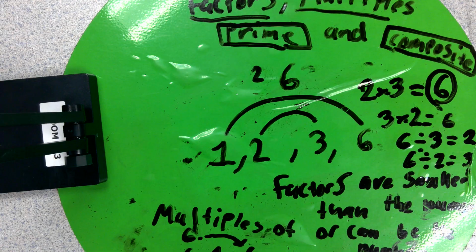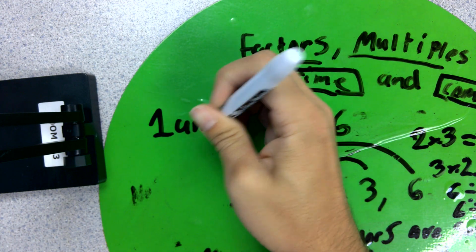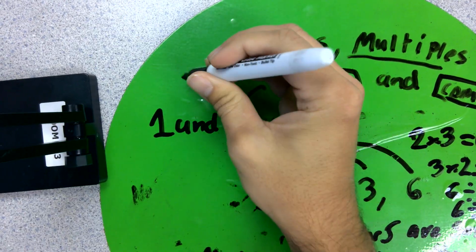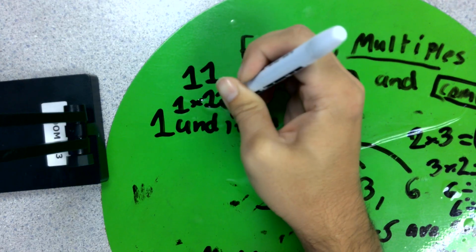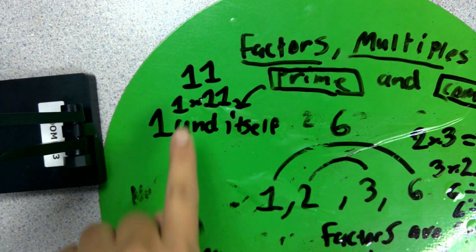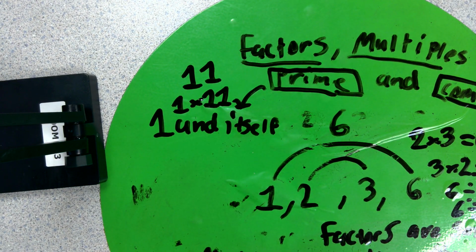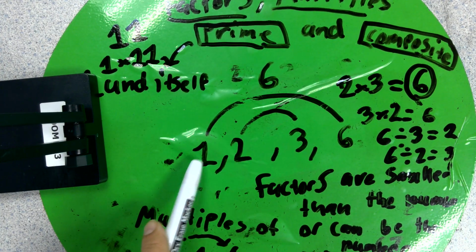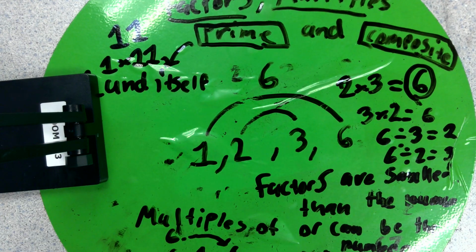Your homework is going to ask you about prime and composite this week, so remember, prime can only have factors of 1 and itself. For example, the number 11 can only have 1 times 11. You cannot do 2s, you cannot do 3s, 4s, 5s, and so on. So composite, just like our number 6 here, has more than just the factor pair of 1 and itself. It also has 2 and 3 as factors as well.